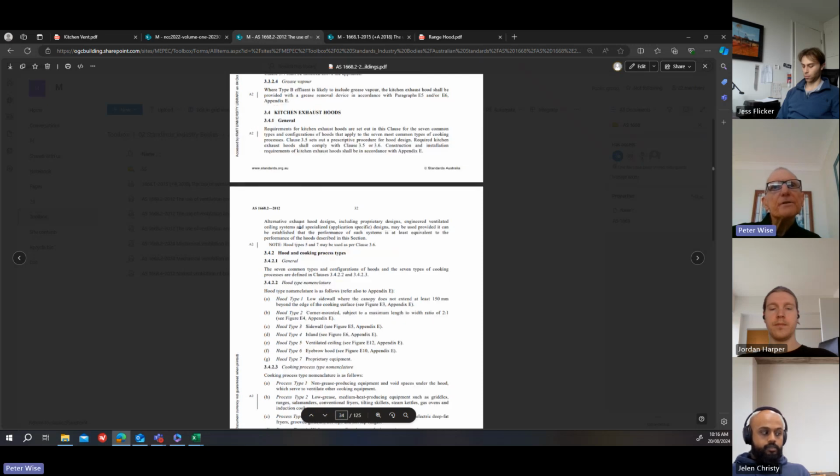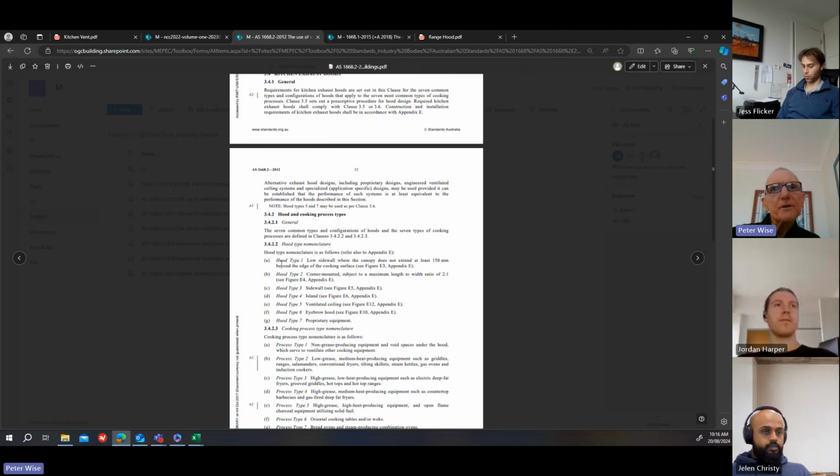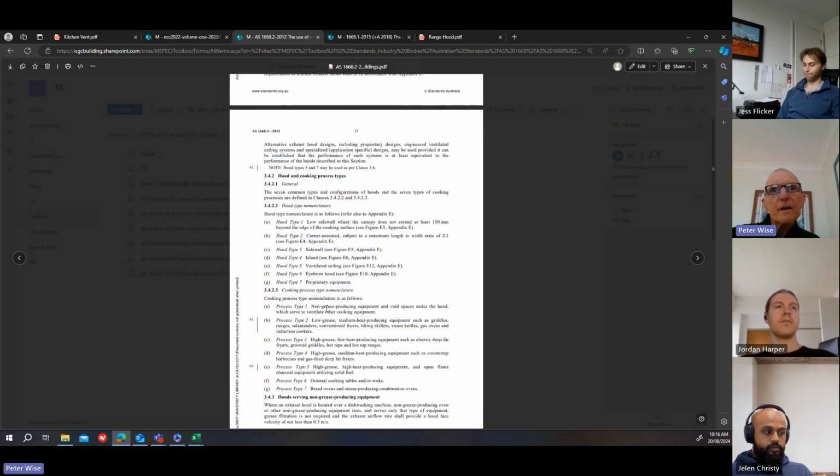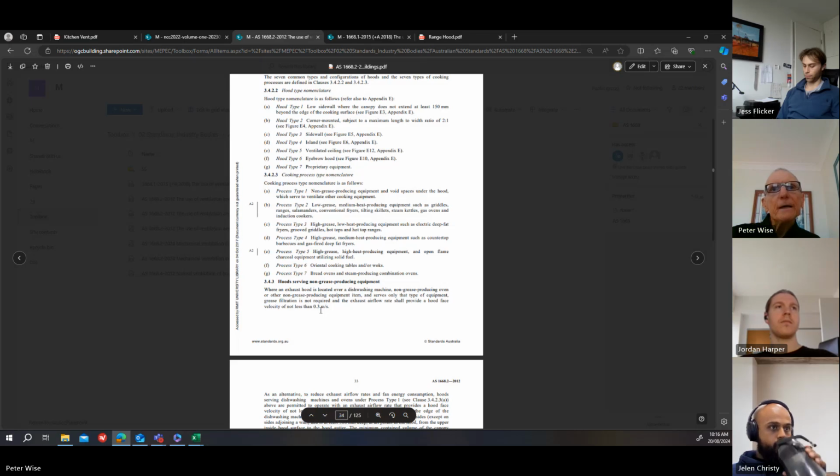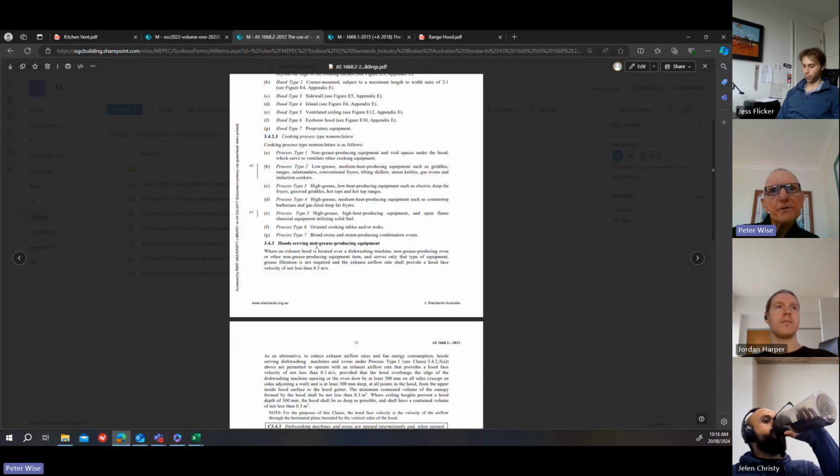So in this section 3.4, kitchen exhaust hoods, it goes through 7 different types of common hoods. There are others. These are just the standard types of hoods. And then there's different types of cooking processes. Again, there's 7 cooking processes shown. It also talks about hoods serving non-grease producing equipment.